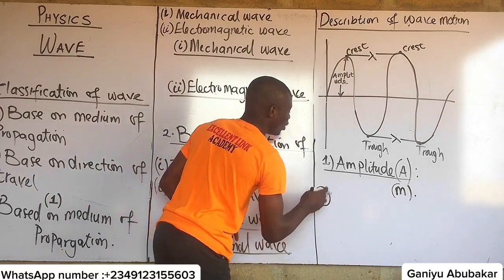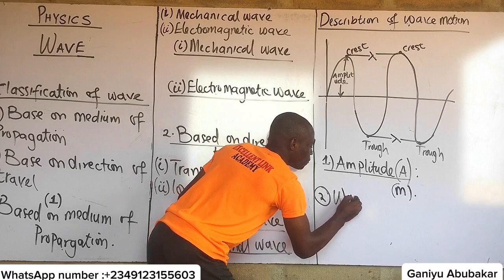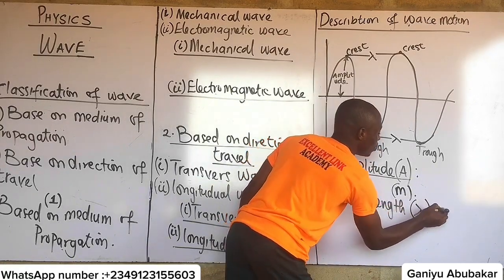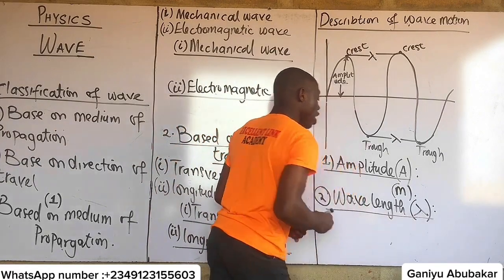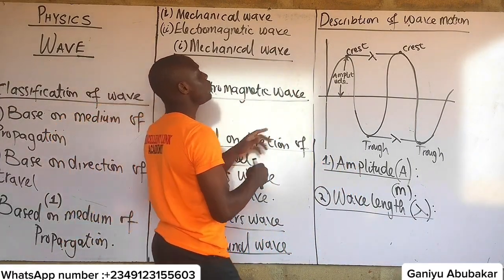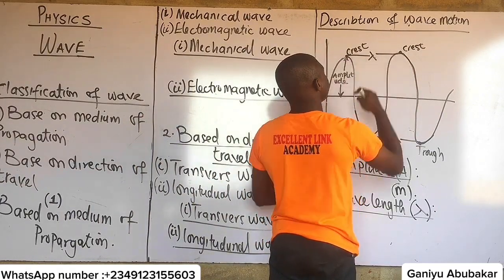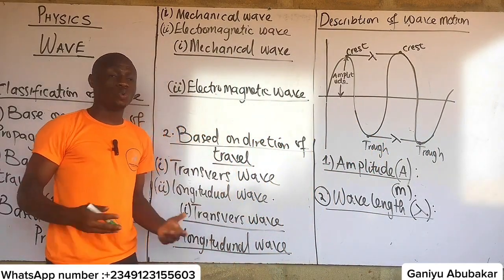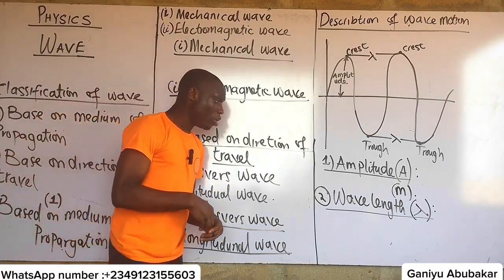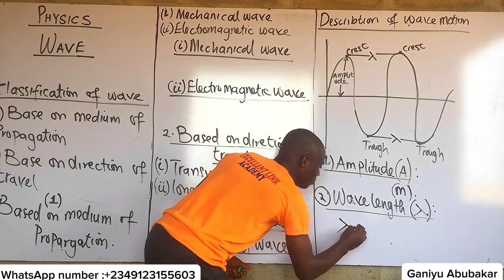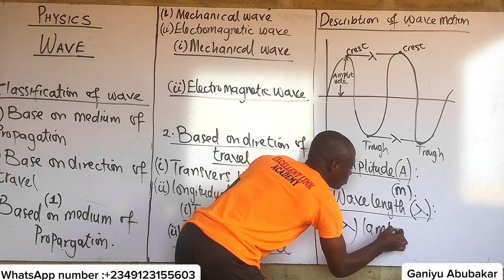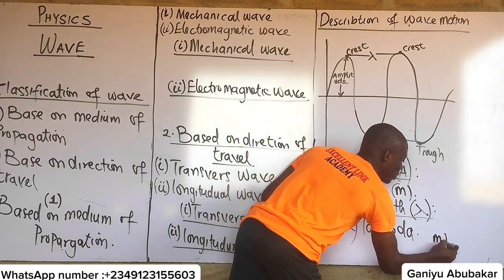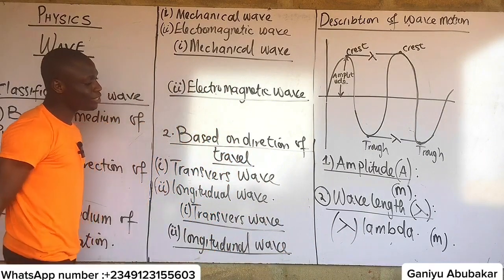Let's discuss the second concept when it comes to describing wave motion. That's wavelength, represented by the Greek symbol lambda. A wavelength is simply the distance between two successive crests or two successive troughs in a wave motion. It is important to note that it is measured in meters.